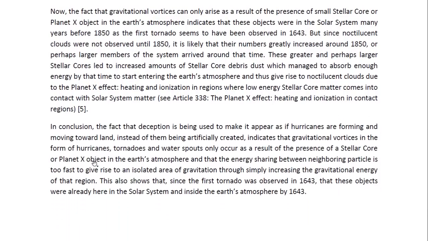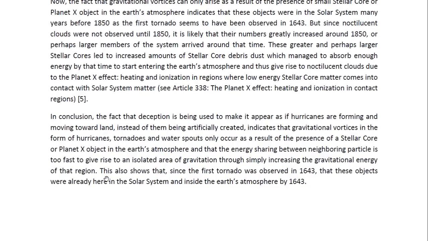So in conclusion, the fact that deception is being used to make it appear as if hurricanes are forming and moving toward land, instead of them being artificially created, indicates that gravitational vortices in the form of hurricanes, tornadoes, and waterspouts only occur as a result of the presence of a stellar core Planet X object in the Earth's atmosphere, and that the energy sharing between neighboring particles is too fast to give rise to an isolated area of gravitation through simply increasing the gravitational energy of that region.